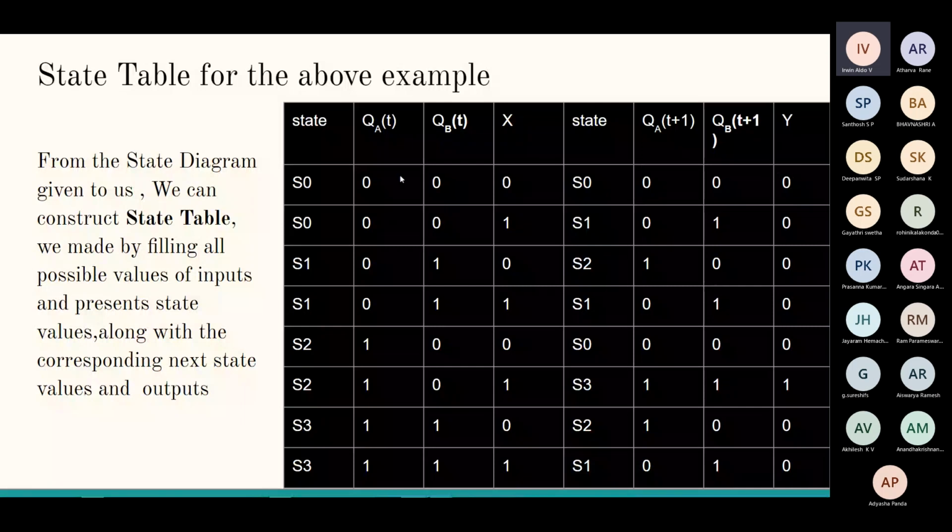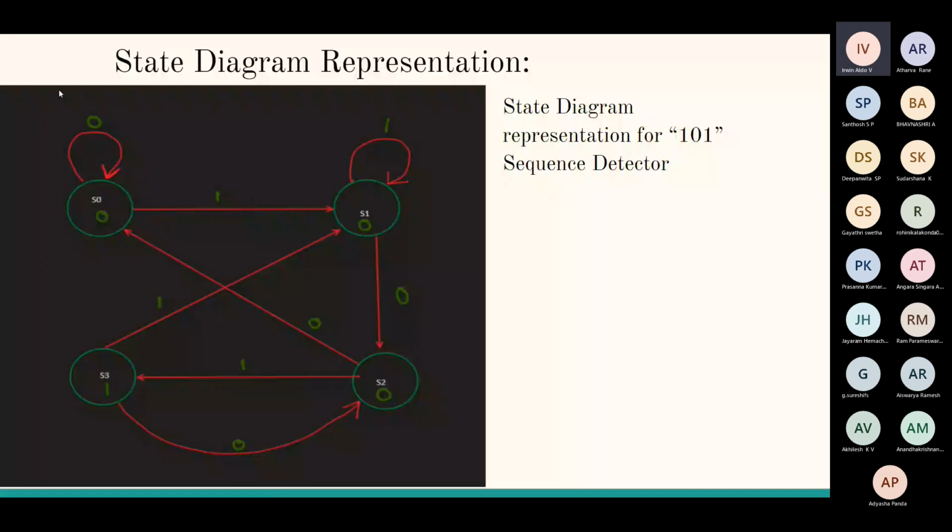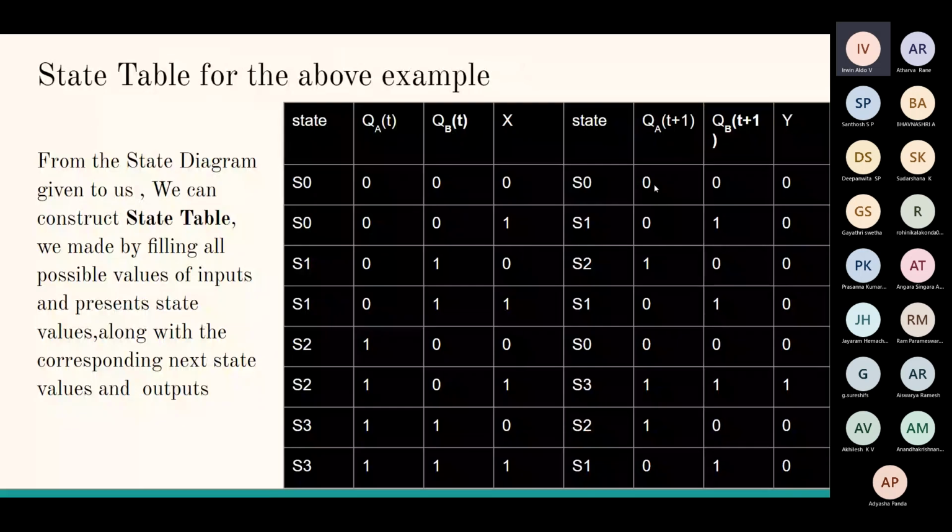See, in this state, 00 is S0, right? From S0, if I give an input value of 0, it will go to S0 itself. From the diagram, you can clearly see that. If you give an input value 1, it goes back to S0, which is nothing but the state 00. And the output value will be 1 only whenever you go to the state S3. There is only one case where we go to S3. In all the rest of the cases, the output value will remain 0.